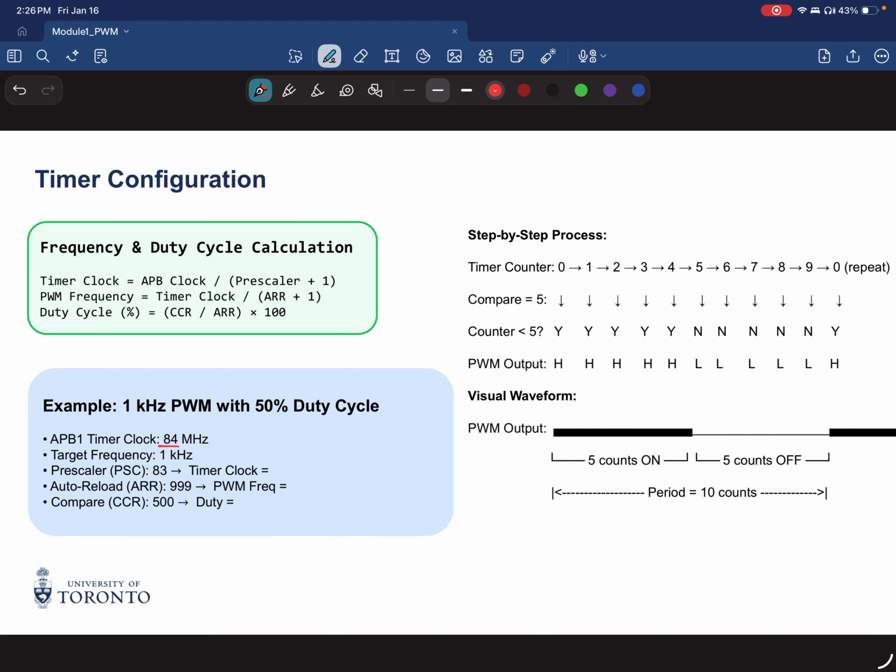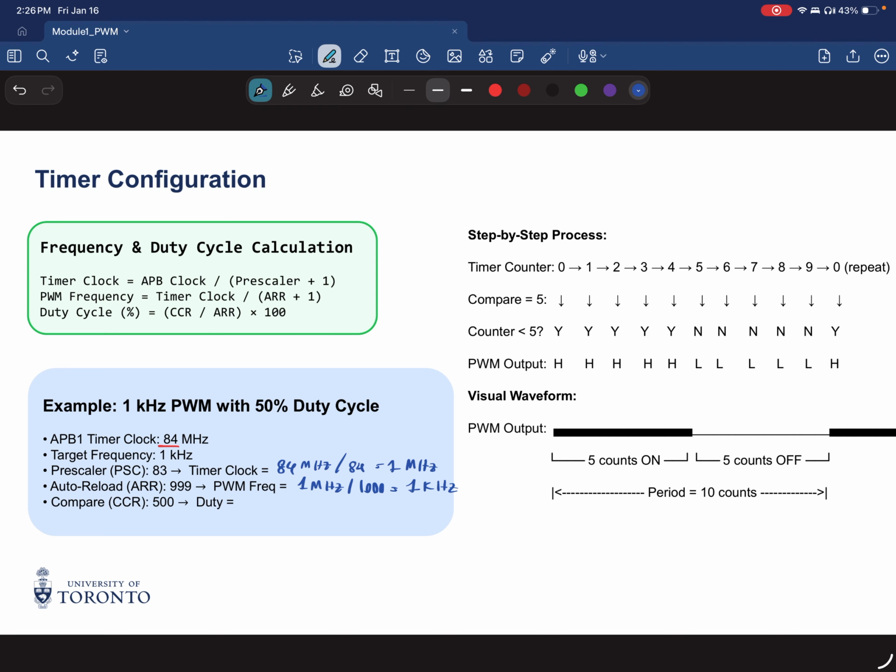For example, if we had an 84 megahertz timer on the APB and the prescaler is 83, then the timer clock is going to be 84 megahertz over 84, which is going to be 1 megahertz. Then if ARR is 999, then the PWM frequency is going to be 1 megahertz over 1000, which is going to be 1 kilohertz.